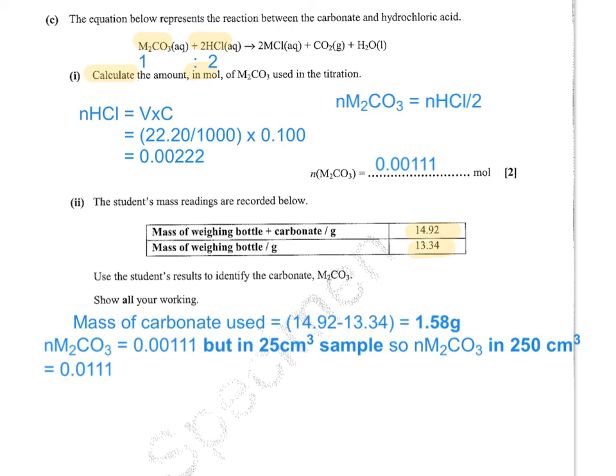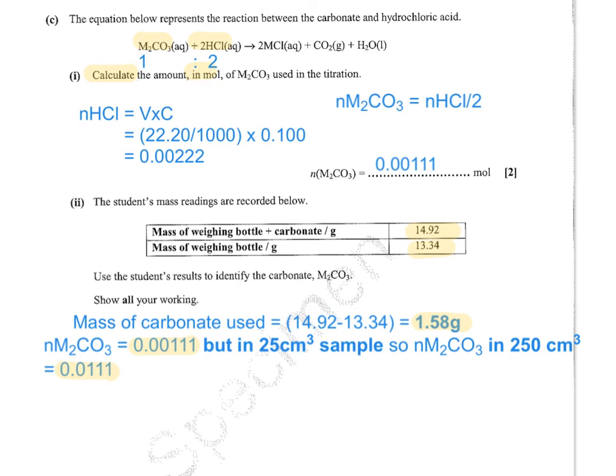So we work out the mass of carbonate, and then before we go into the moles and mass calculation, we have to remember, like I mentioned a couple of times during the course of this clip, that in this question we had a 25 centimetre cube sample of an original 250 centimetre cube stock sample that was made up. So if you notice, your original 0.00111 moles of carbonate we worked out in part I has now been multiplied by 10 to make 0.0111. So now we can start to work out the Mr of the carbonate, because we have the mass and we have the moles.